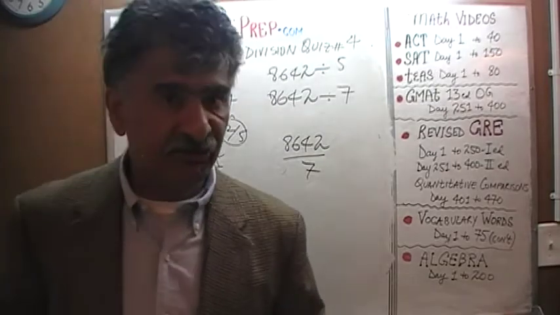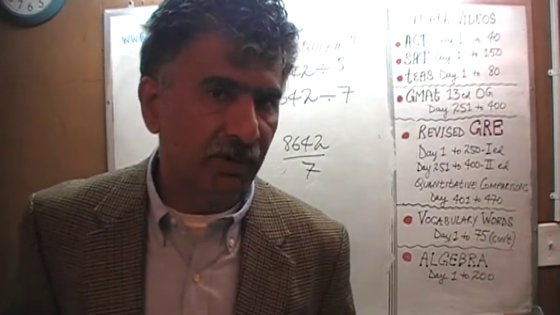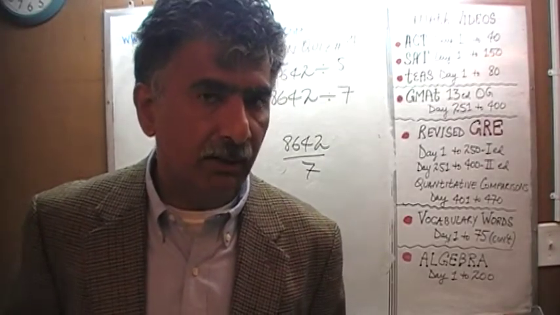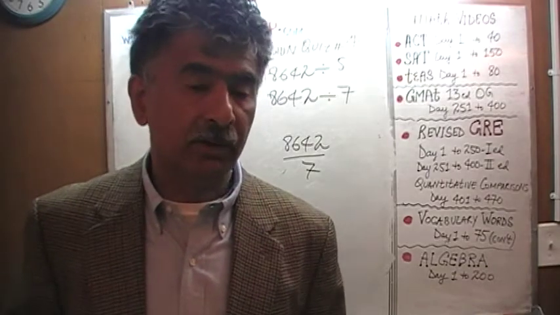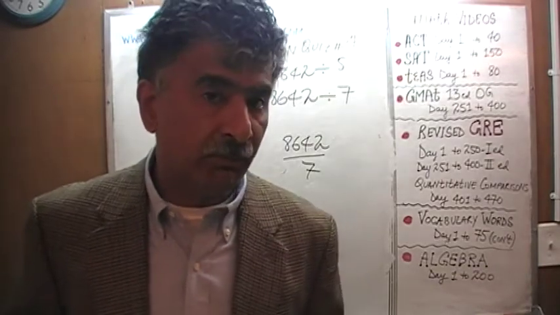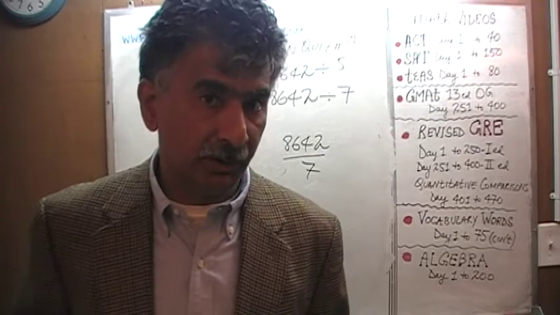If there does exist a rule that tells us if a given number is divisible by 7 or not, I'm not aware of it. And if you know of one, put it in the comments. I would very much love to learn it. You understand?